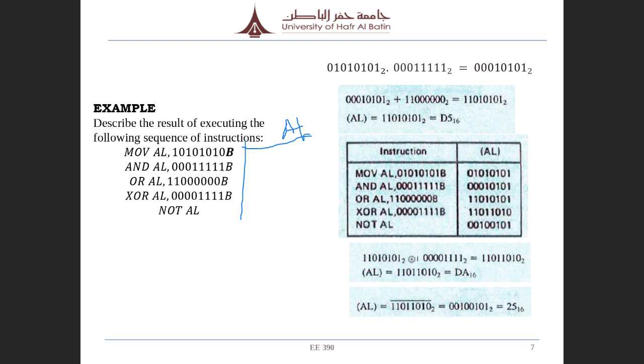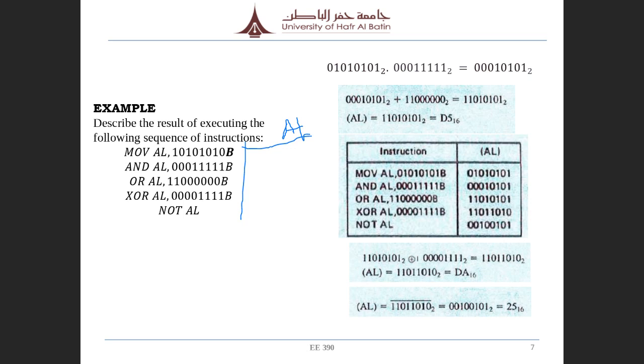Okay, thank you. Now look at here. MOV AL, 10101010. So it will be 1010, then 1010. All right, so it's very simple.